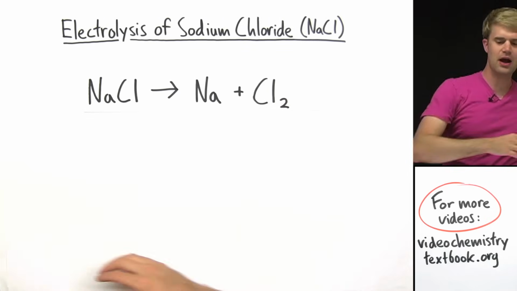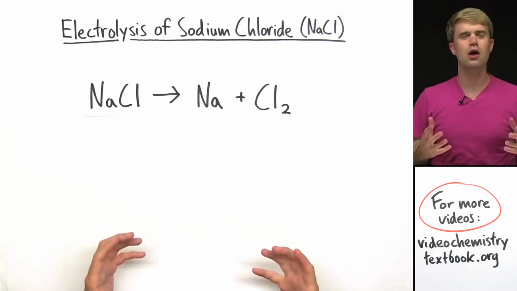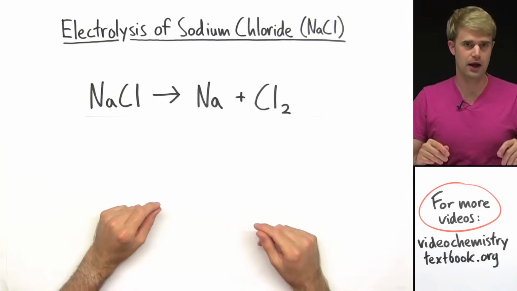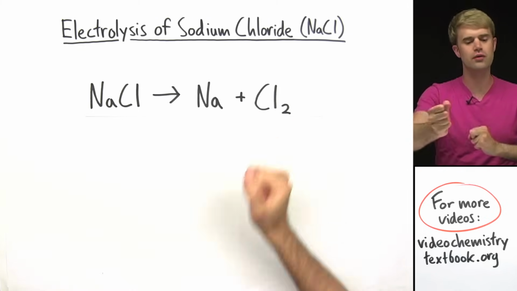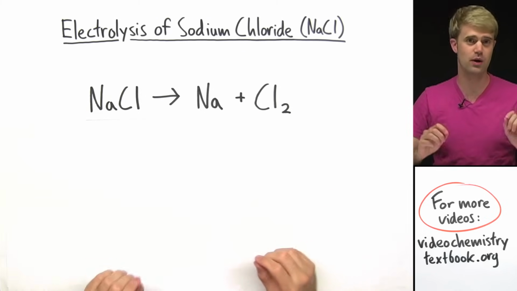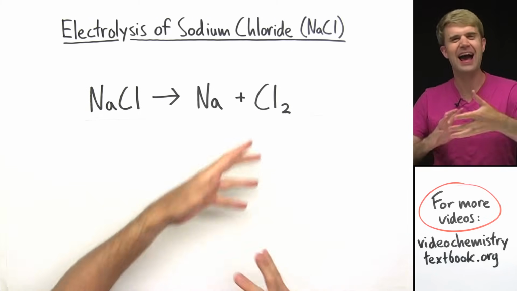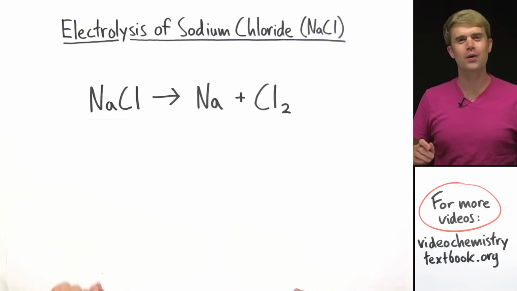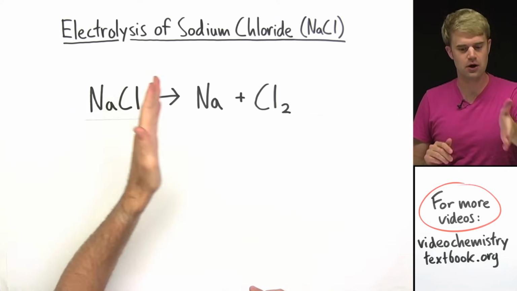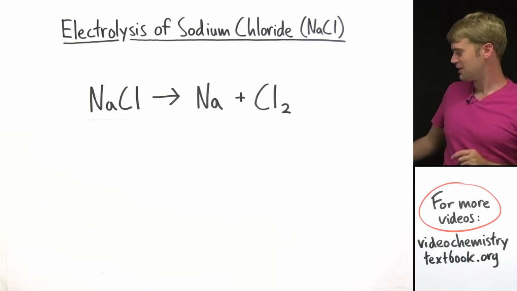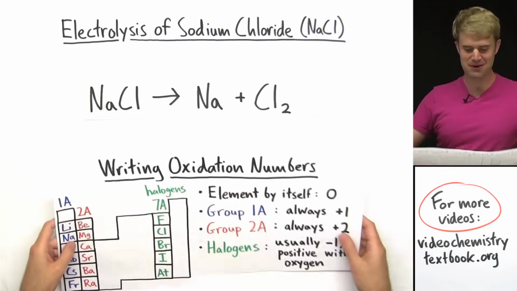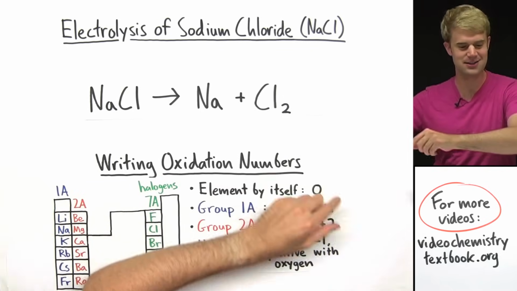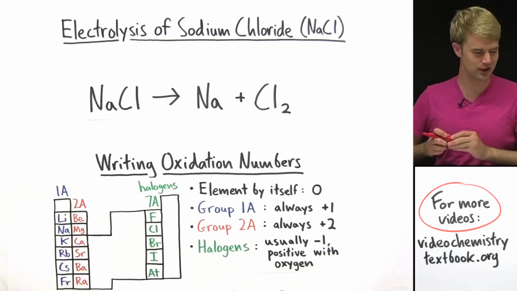So the equation that we've got here is an example of an oxidation-reduction reaction. Electrons are moving between atoms in this equation. I want to understand how they're moving and where they're moving. And in order to do that, we've got to write oxidation numbers for the different elements in this equation. So check it out, I've got some information here that will help us write oxidation numbers for these elements. We can do this really quick.